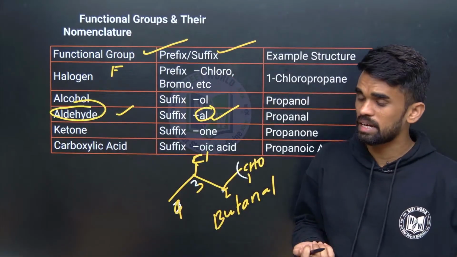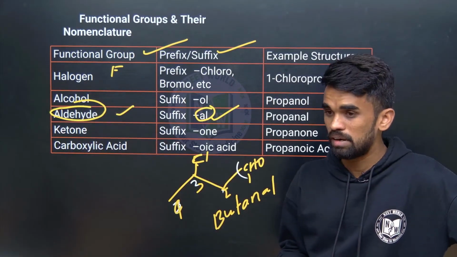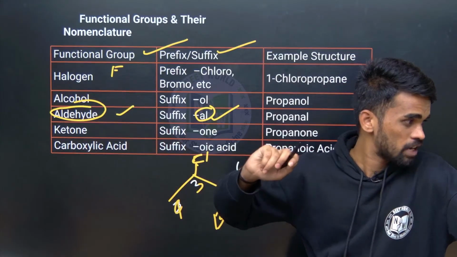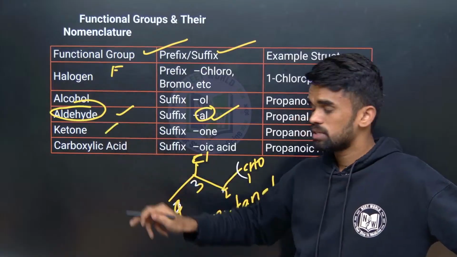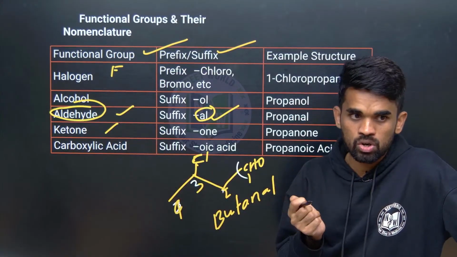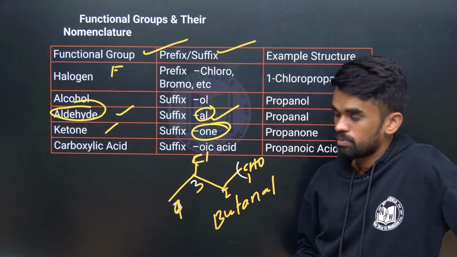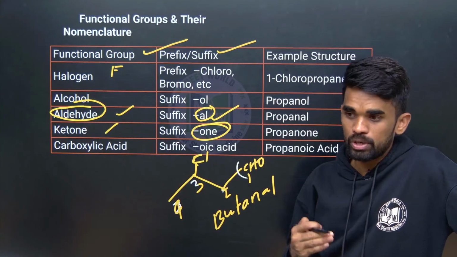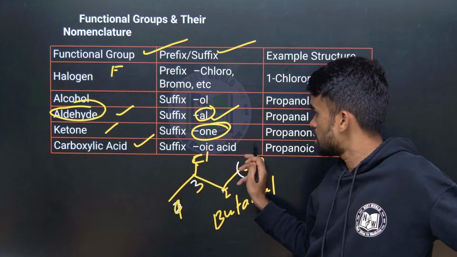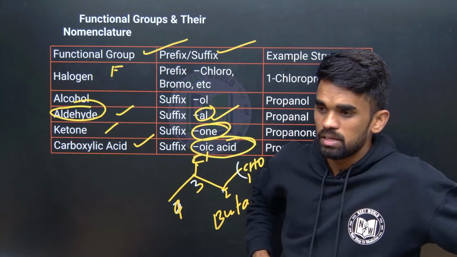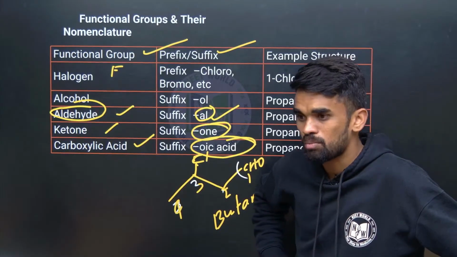Sometimes it can also be a prefix. In that case we get aldo or formyl. What is the name? Prefix of aldehyde is aldo or formyl. Similarly for ketone, prefix is keto or oxo depending upon the condition. Suffix is one, like pentanone, butanone, like that. Carboxylic acid, suffix is oic acid. Generally the prefix we will be seeing is carboxy.